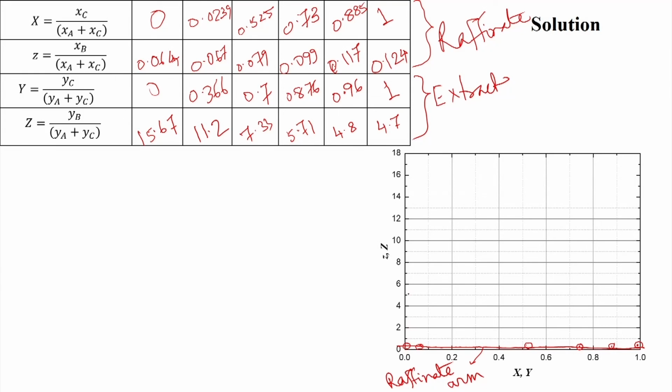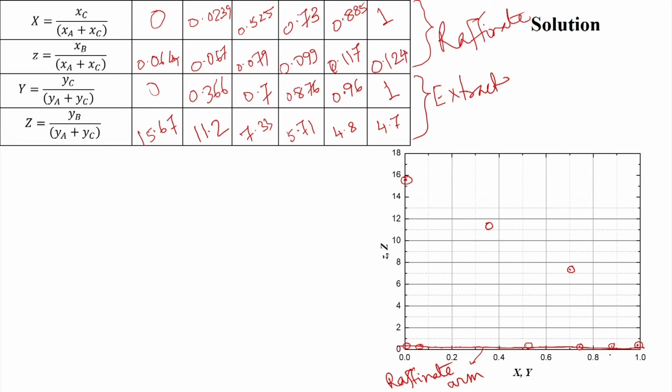For the extract arm, we get it for y equal to 0. So, it is around 15.67, somewhere here. For y equal to 0.366, somewhere here, it is 11.2. So, it is like this, 11.2. So, this we have. For the second one, for 0.7 it is 7.33. So, it will be like this for 0.7, that is 7.33, like here.